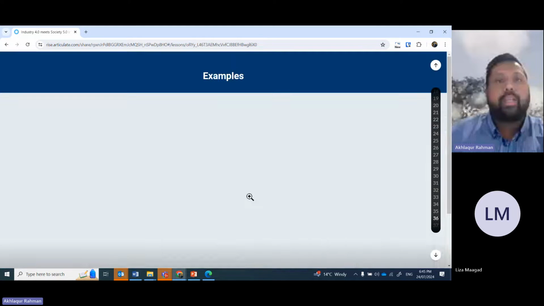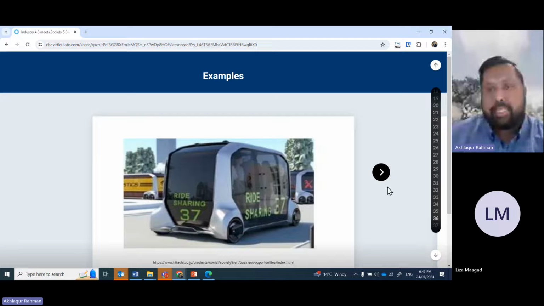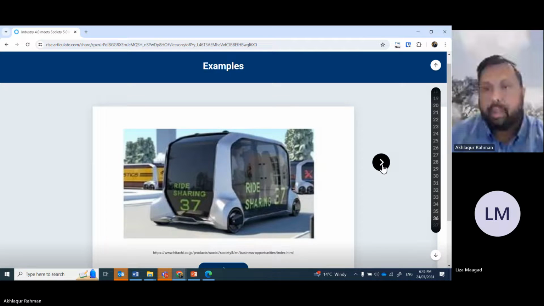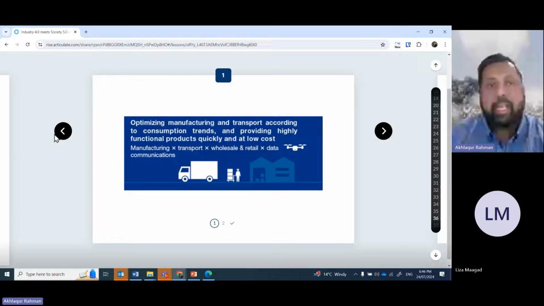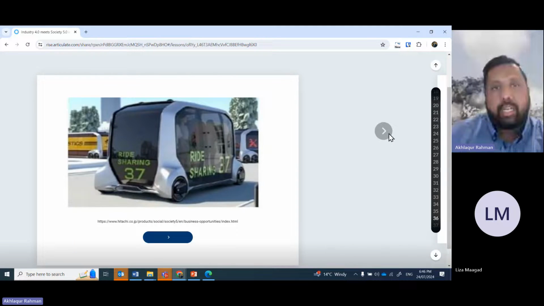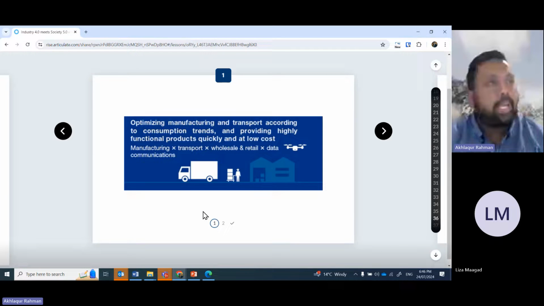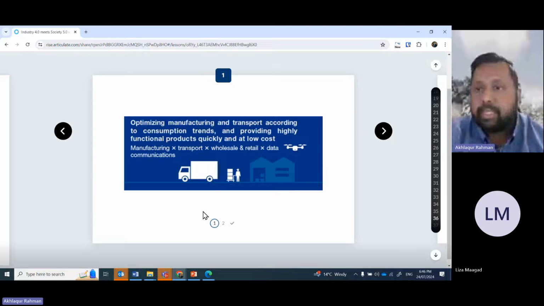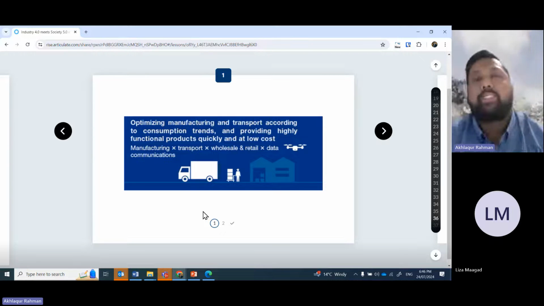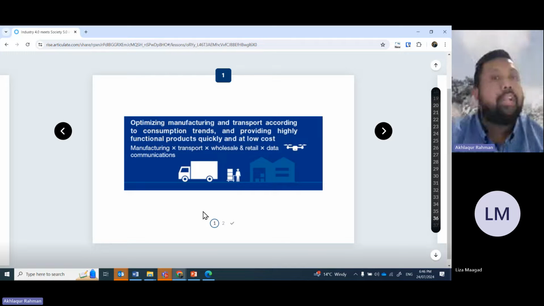Anyway, altogether, the reason I was providing these ideas was for these examples. I will get back to this one in a second. I will start with this one first. So think of an example. Hold on to that question, we'll come to that in a minute. Okay, so let's talk about this example. Think about this scenario: optimizing manufacturing and transport according to consumption trends and providing highly functional products quickly and at low cost.